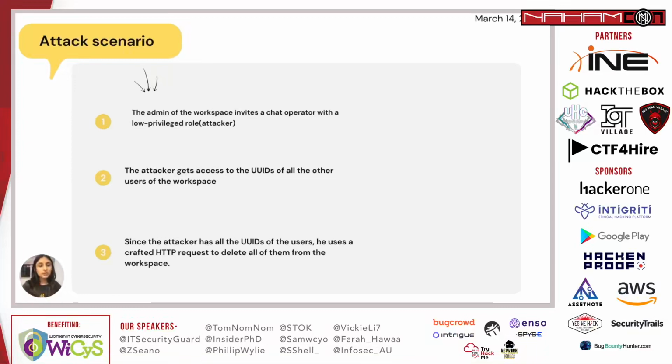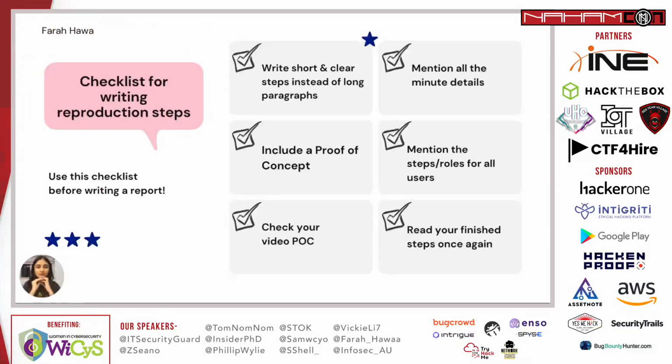As you can see, the first thing mentioned is the admin of the workspace invites a chat operator with a low privileged role, and the low privileged role user is the attacker. Here it makes it very clear that the starting position is the attacker is a low privileged user, and the attacker then gets access to the UUIDs of all the other users of the workspace. This immediately shows me that this is going to be a horizontal privilege escalation. And then since the attacker has all the UUIDs, he uses a crafted HTTP request to delete all of them from the workspace, right? So it makes it very clear that the attacker is a low privileged user. He gets the UUIDs and deletes all of them. Pretty clear, right? That's all the tips that I have for you.